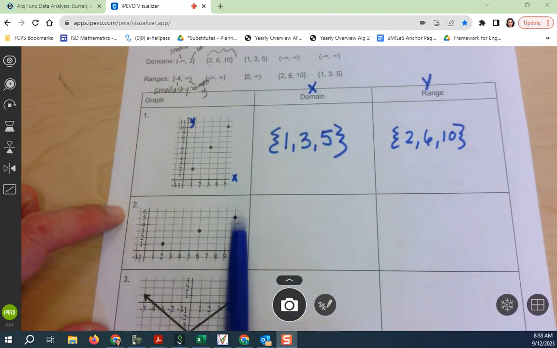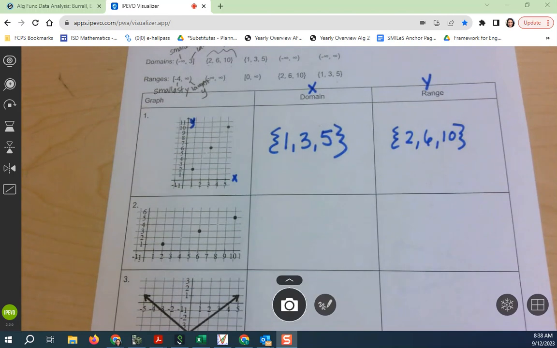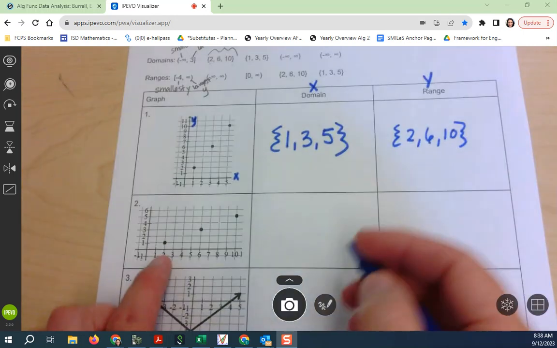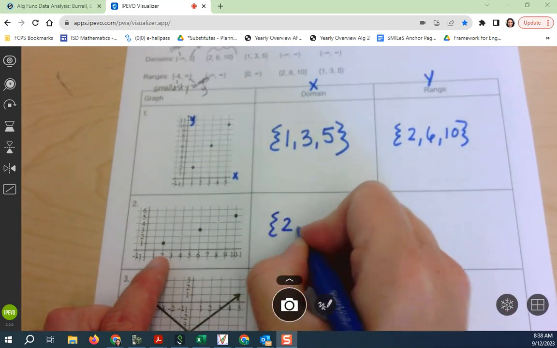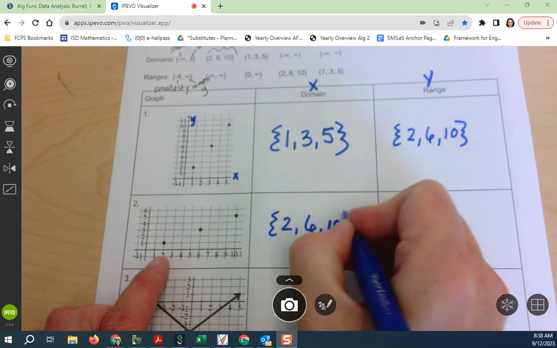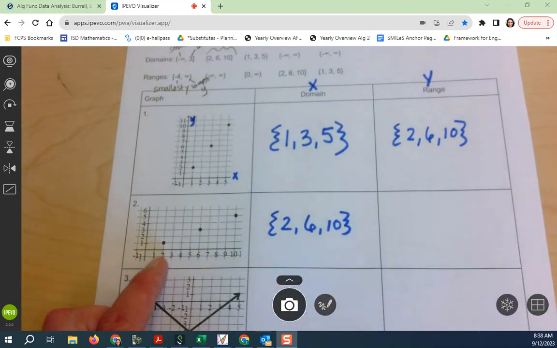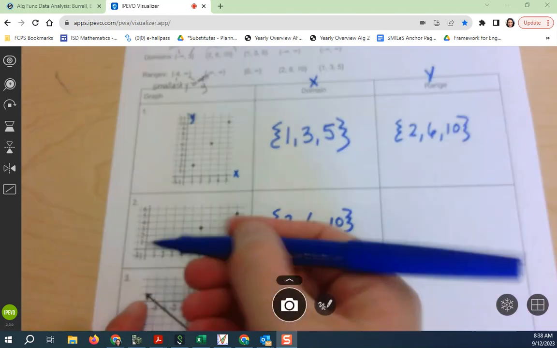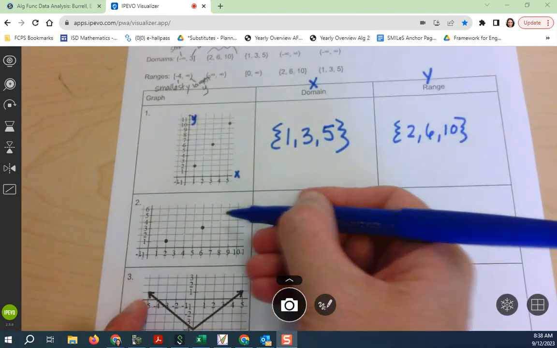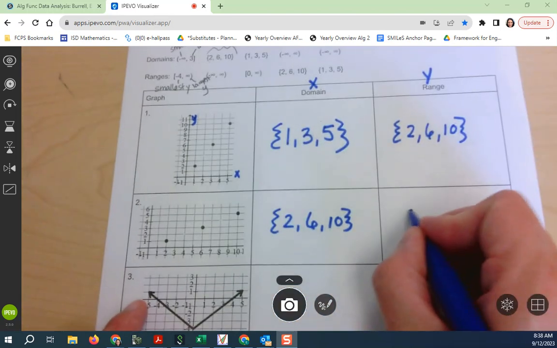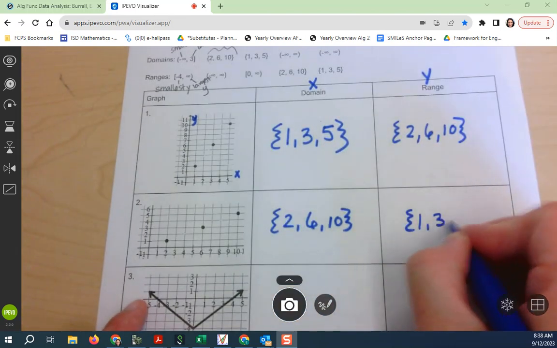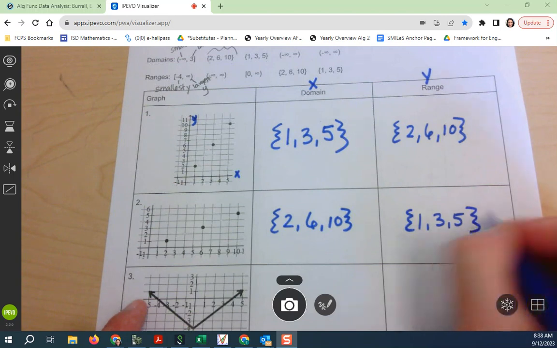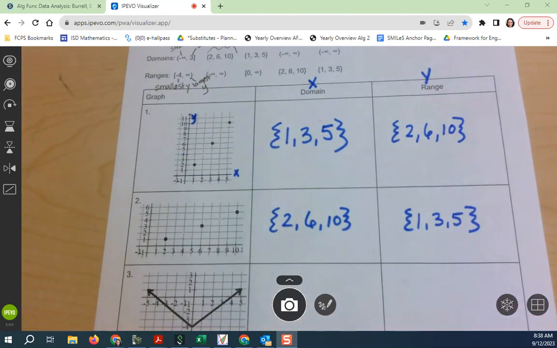Who agrees that the domain for number 2 is 2, 6, and 10? Anybody else get that? Okay, good. Domain is 2, 6, and 10. Enrique, do you want to give us the range for that one? 1, 3, 5. Okay, so looking at the y values, 1, 3, and 5. That makes sense. It did work out that way, but that's kind of a coincidence.